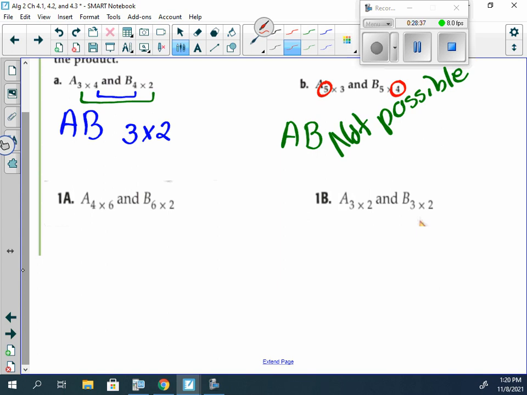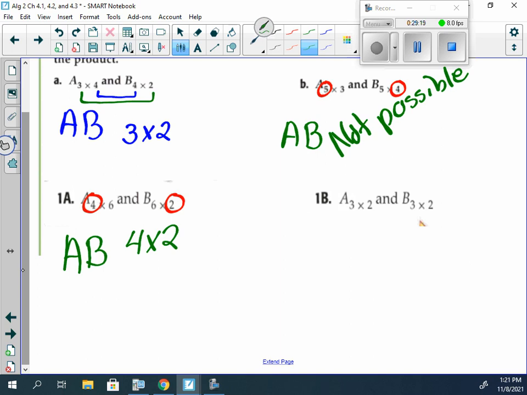Let's look at the next one. If we do A times B, what's the number of columns in A? What's the number of rows in B? So can we multiply A times B? And what would the new dimensions be? 4 by 2. With this one, could we have done B times A? Because B's columns is 2 and A's rows are. So we can't do B times A, but we can do A times B. That's perfectly fine. Any questions on this here?